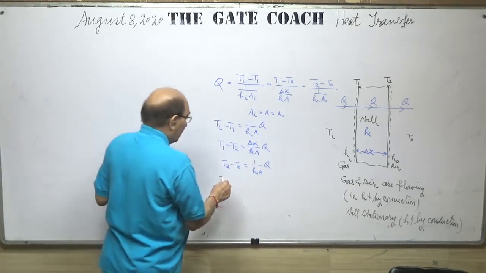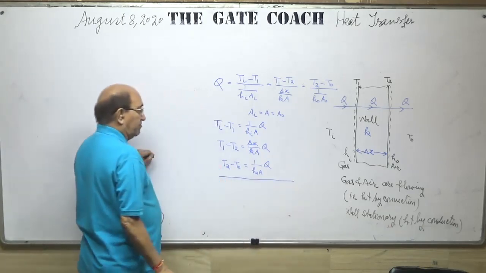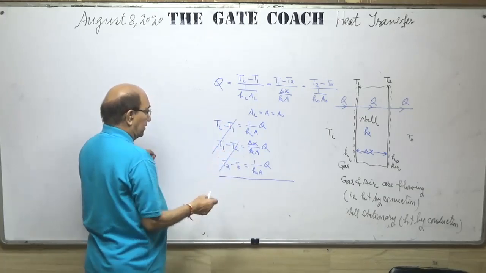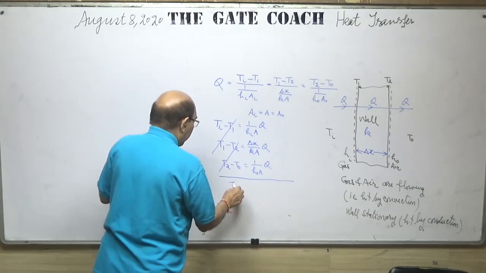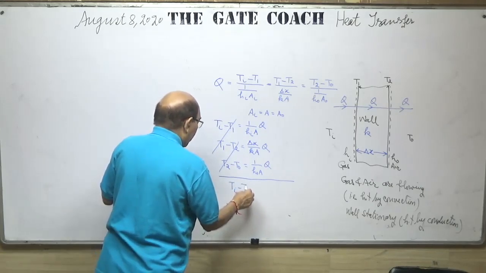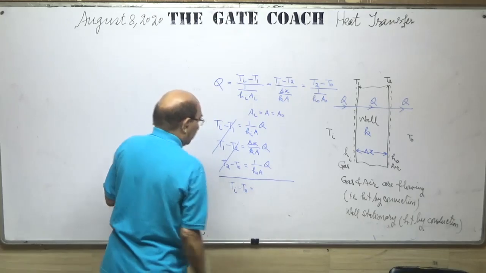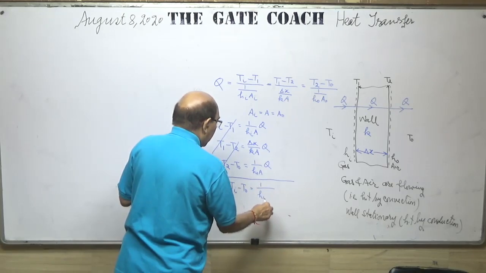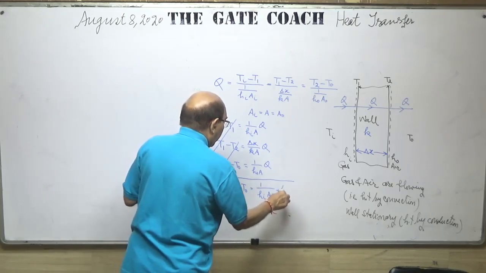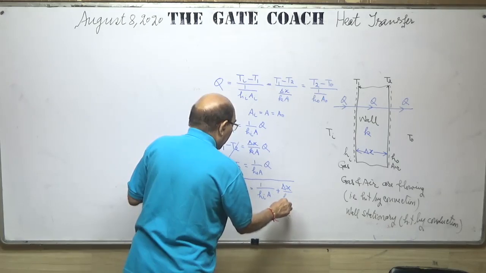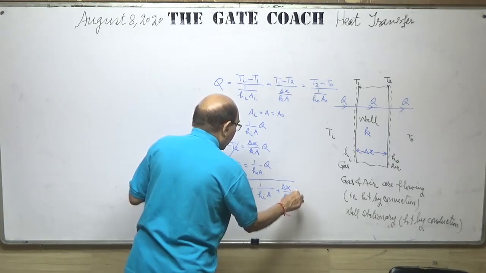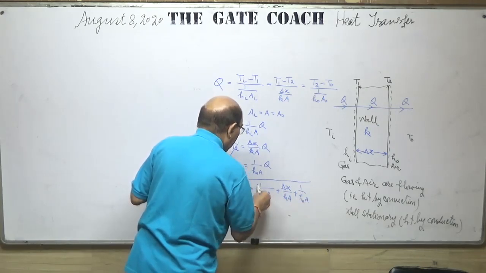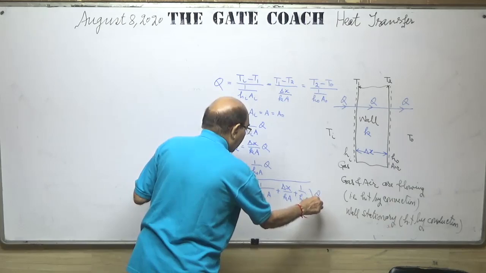Now, let us add them up. T1 gets cancelled, T2 gets cancelled. So I get Ti minus To is equal to 1 upon Hia plus delta X upon Ka plus 1 upon HOA into Q.